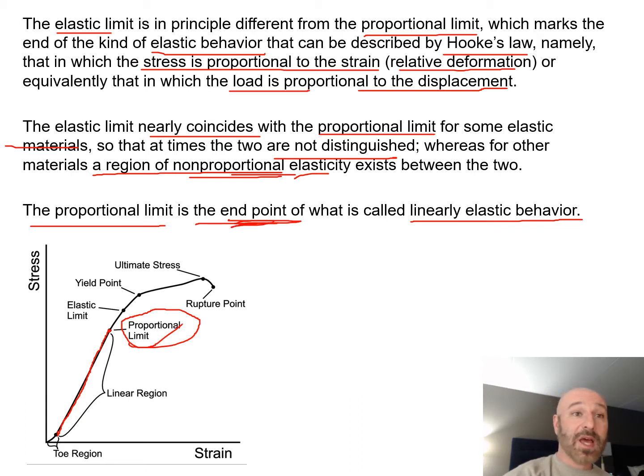Whereas we can see our elastic limit for these other materials right here is up a little bit further right there. So this is our elastic limit there. So again, if we zoom in a little bit on the strain region of our graph on the x-axis, you can see for certain materials there is a difference between the proportional limit and the elastic limit, depending on which material we're looking at.